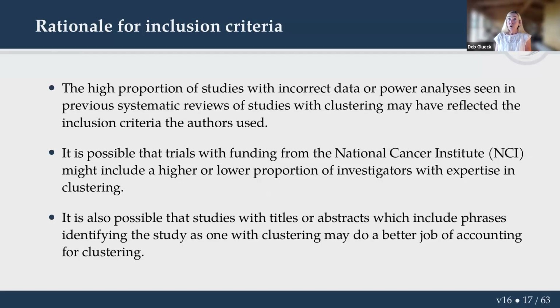Now, we carefully thought about the inclusion criteria for our systematic review. We thought that the high proportion of studies with incorrect data or power analyses seen in previous systematic reviews of studies with clustering might have reflected the inclusion criteria that the previous authors had used. We theorized that trials with funding from the National Cancer Institute might include a higher or lower proportion of investigators with expertise in clustering. We also thought that studies with titles or abstracts which included phrases identifying the study as one with clustering might do a better job of accounting for clustering.